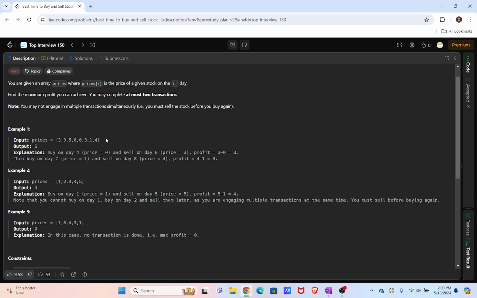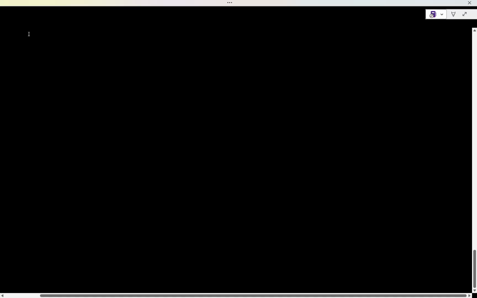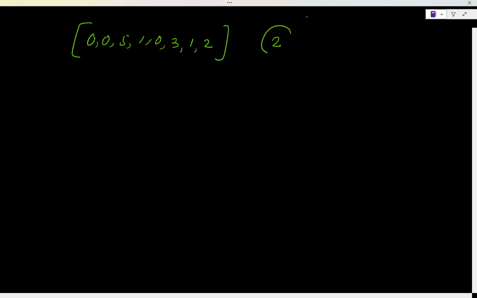Now, usually, whenever problems involve the number 2, so here we have at most 2 transactions, and what's more, this problem is based on the idea of buying or not buying. So for any particular day, let me take an example. Let's go to our notepad. You can choose any random example, it doesn't matter. So it is something like 0 0 5, whatever, 1 0 3, 1 2, and we are allowed to do 2 transactions.